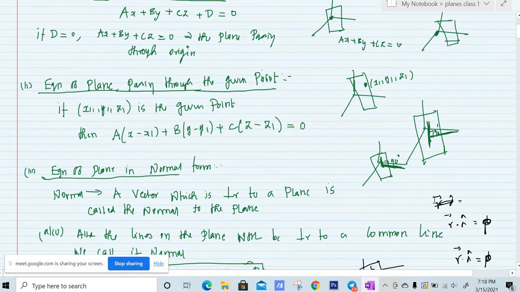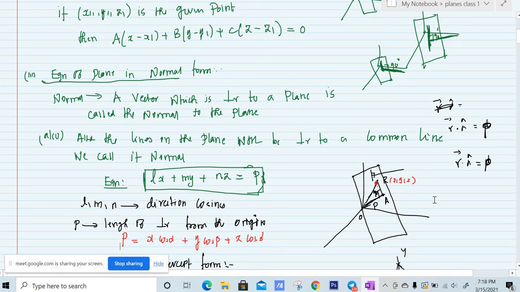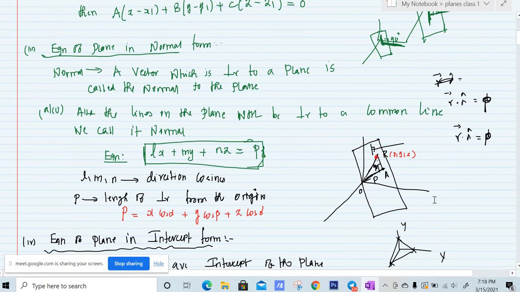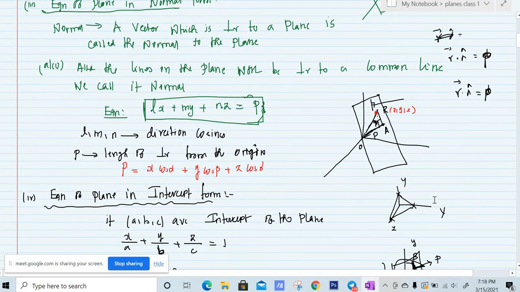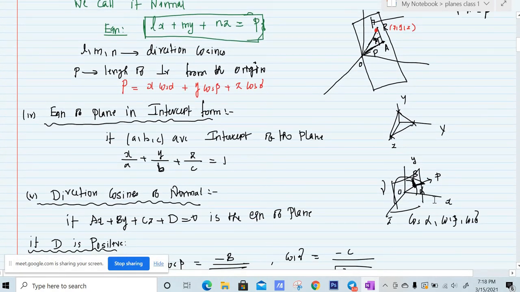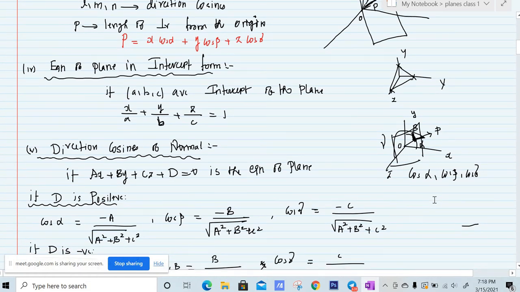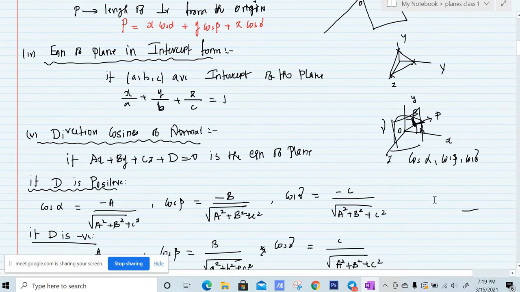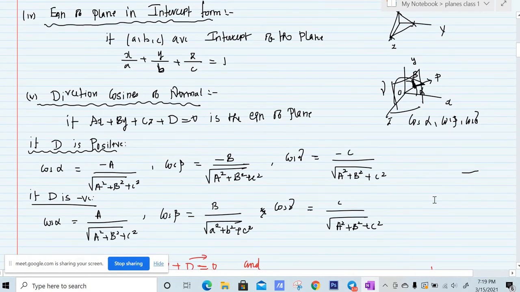Now equation of plane in normal form, so very important. So equation will be lx plus my plus nz is equal to p, where p is the length of perpendicular from the origin. l, m, n are direction cosines, right? This you have seen in the previous class. And equation of plane in intercept form, it will be x by a plus y by b plus z by c is equal to 1. And the direction cosines of normal, so if d is positive, the direction cosine will be cos alpha is equal to minus a divided by square root of a square plus b square plus c square. And if d is negative, we will have a set of values for cos alpha, cos beta, cos gamma.